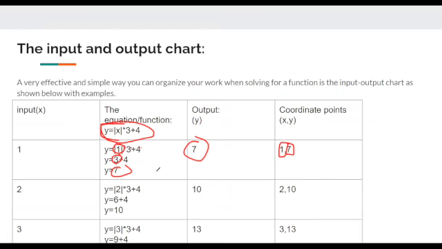Same for this one. Absolute value of 2 times 3 plus 4. y equals 2 times 3 is 6. 6 plus 4 is 10. So the output is y, and then the coordinate points would be (2, 10). And then the third one, for example, the absolute value of 3 times 3 plus 4. 3 times 3 is 9. 9 plus 4 is 13. The coordinate points on your graph would be (3, 13). Okay, the end.